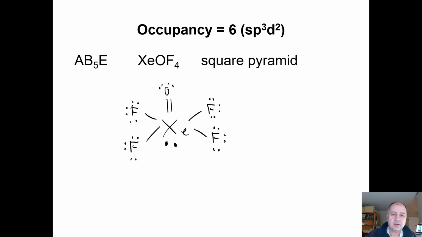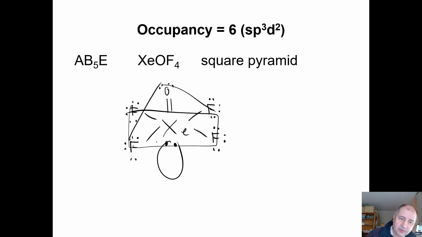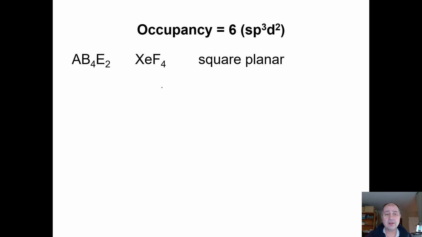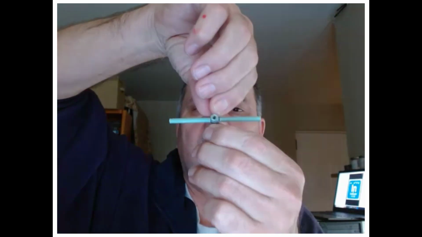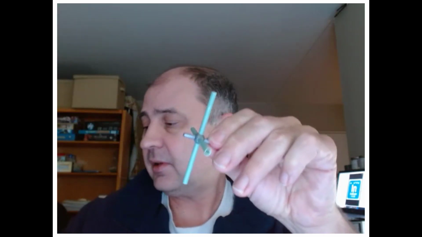We have, again, a lone pair and a square base, and so if you draw a line from each of the corners, you get this square pyramidal shape. If we remove the next region, so now we're going to go to an AB4E2 system, we remove the bond on the opposite side, right?